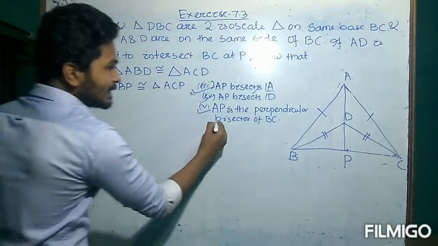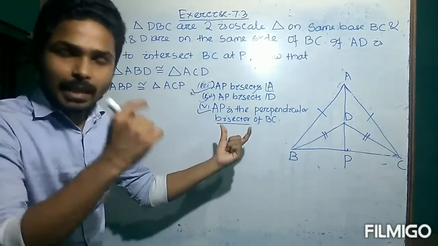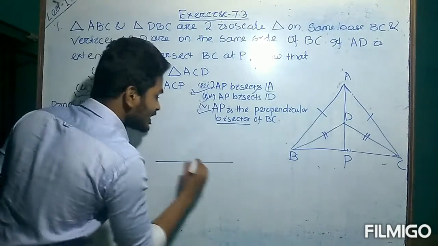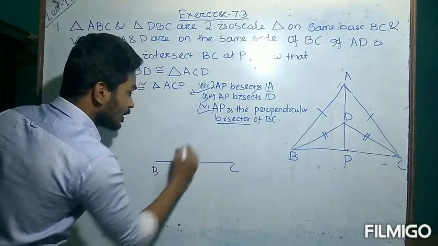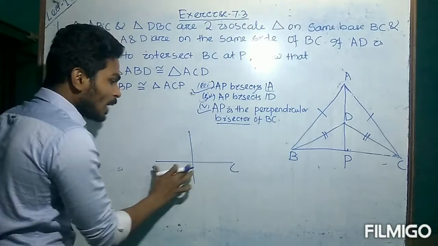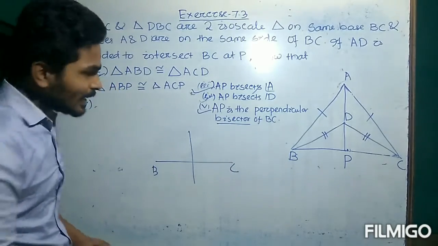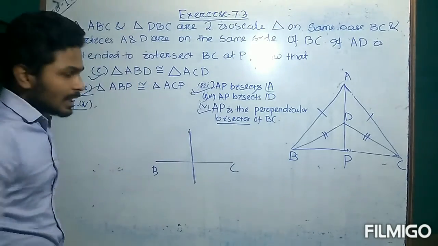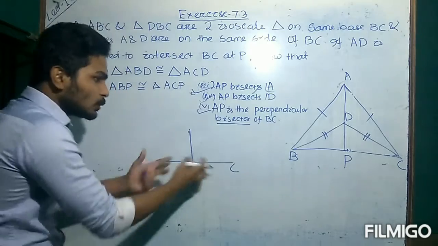As we know, bisector means what? Bisector means it is a line which divides another line such that the two halves formed are equal. Okay? This is known as bisector. So a bisector always divides the line into two equal halves.